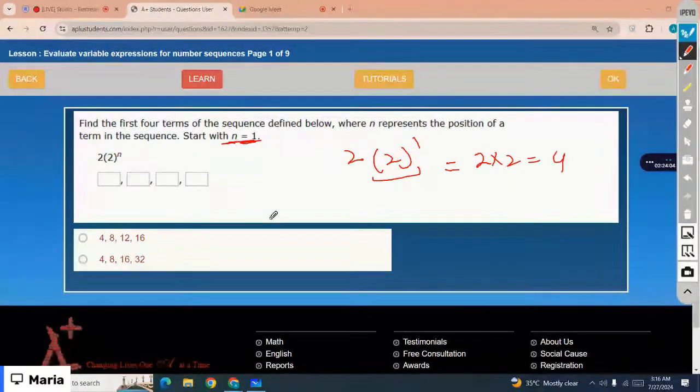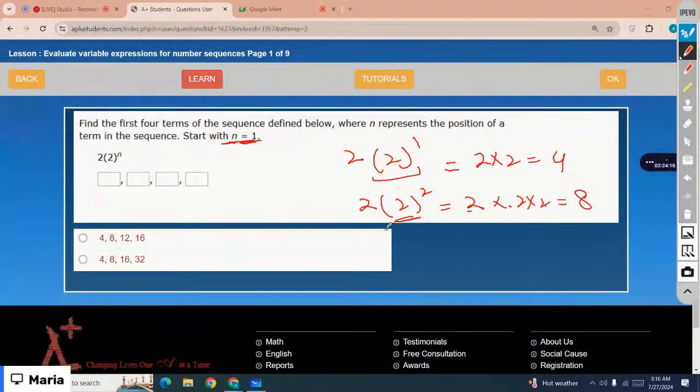That means you need to do 2 times 2, that is right. Now replace n by 2. So you have to evaluate this, that is 2 times 2, right? So 2 times 2 is 4 and 4 times 2 is 8. They have to evaluate for n equals 3, right? So this 2 exponent 3 means you have to multiply 2 three times. And the next one is 2 exponent 4. So that is 32. So the terms in the sequence are 4, 8, 16, and 32. Any question?